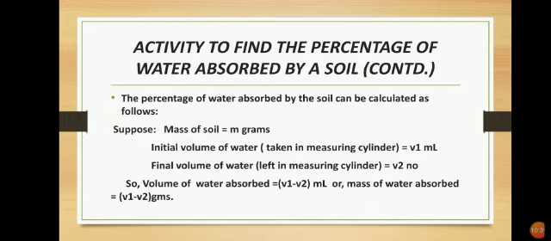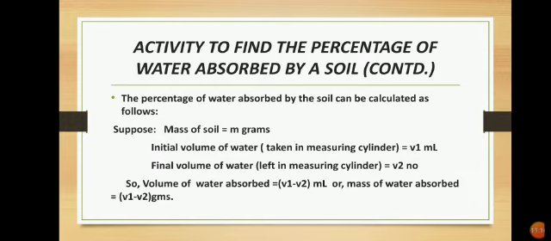Then the final volume of water which was left in the measuring cylinder after pouring the water from the measuring cylinder onto the soil using a dropper, until the water started dripping, the amount of water which was absorbed by the soil. The final volume of water which was left in the measuring cylinder, consider it as V2 milliliter. Here there is a typing mistake, it will be milliliter, V2 milliliter.